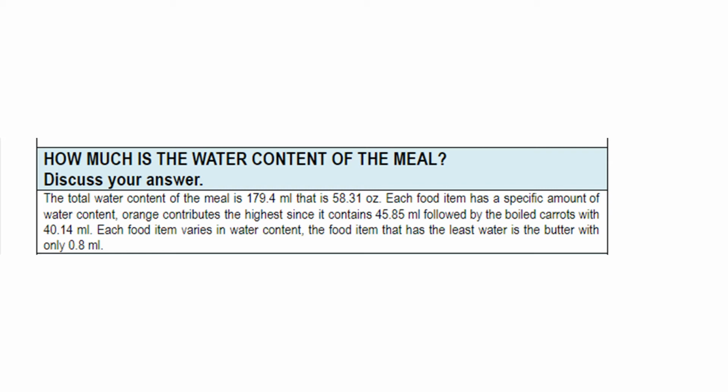Each food item varies in water content. Orange contributes the highest since it contains 45.8 ml, followed by boiled carrots with 40.14 ml. The least is butter with only 0.8 ml.